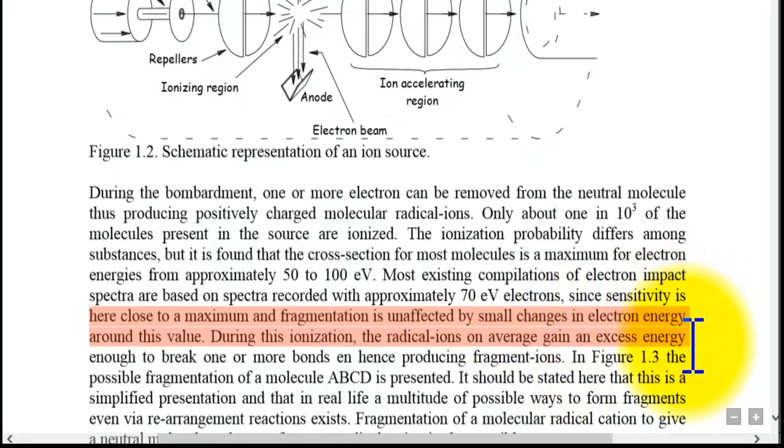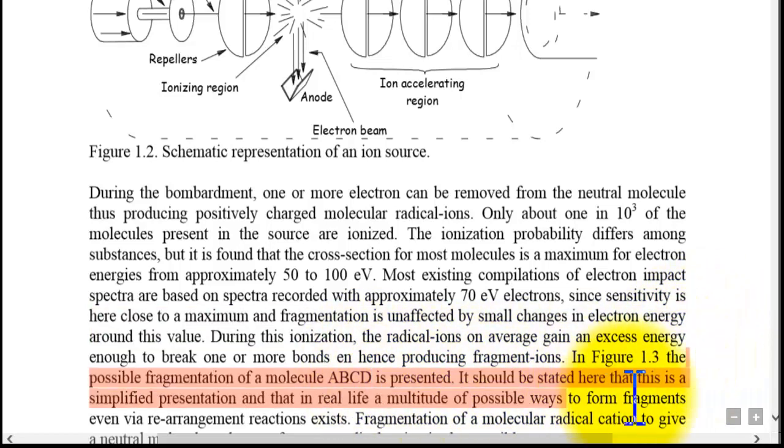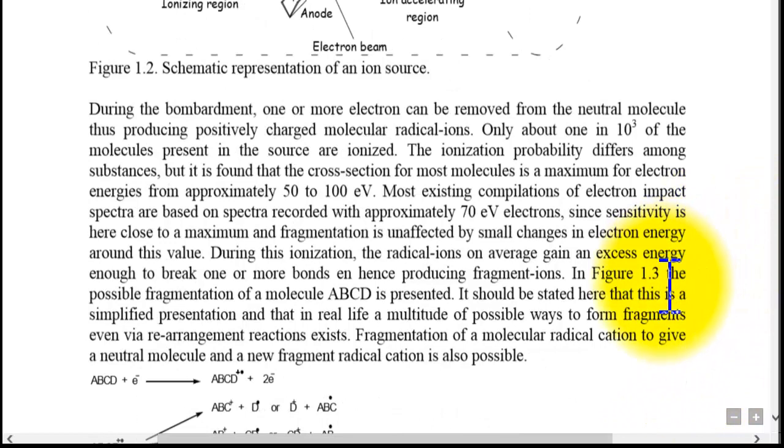During this ionization, the radical ion on average gains an excess of energy enough to break one or more bonds and form fragment ions. After that, a possible fragmentation of the molecule into A, B, C, D is presented. It should be stated here that this is a simplified presentation and that in real life there are a multitude of possible ways to form fragments. Even rearrangement reactions exist, and fragmentation of a molecular radical cation to give a neutral molecule and a new fragment radical cation is also possible.